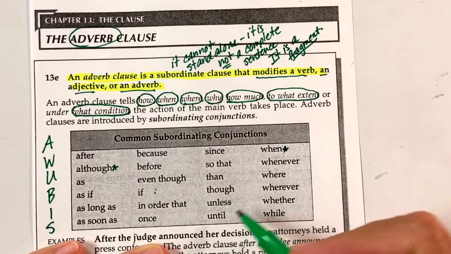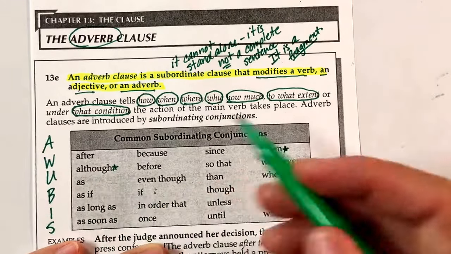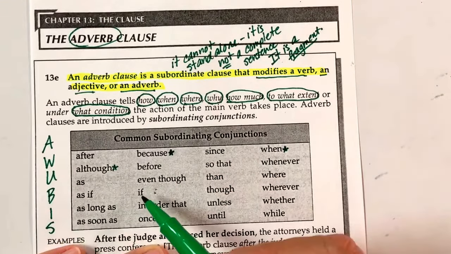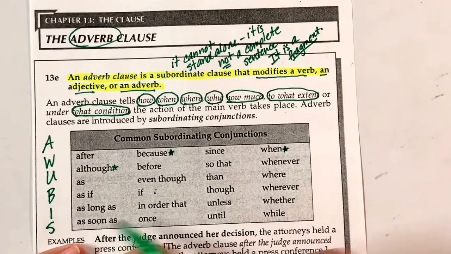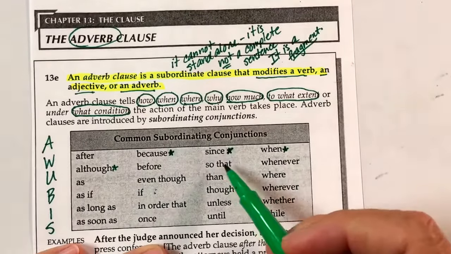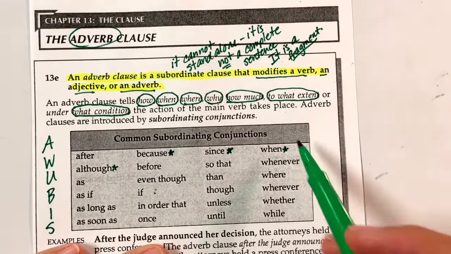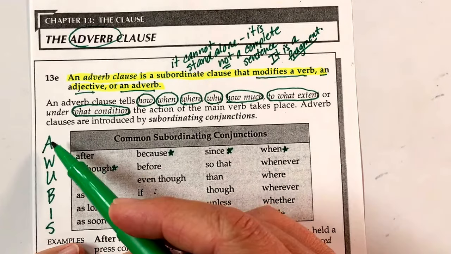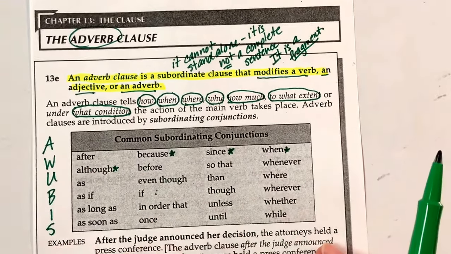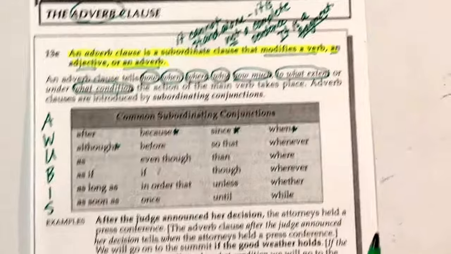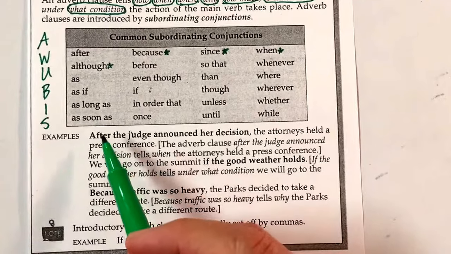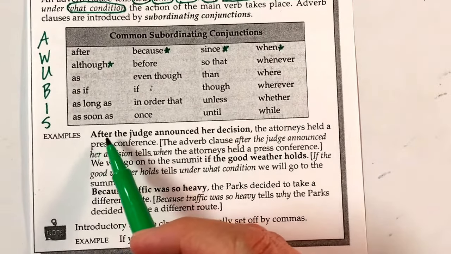U for until, unless. B is another one of my favorites, because and before. I for if and in order that. And then there's a few others, but S is for another one of my favorites, since, and so that. Okay, so you can sort of get all the subordinating conjunctions when you say awubis, and you'll remember quite a few of them, especially my favorites. Okay, so let's look at some sentences that have awubis in them, okay, as their starting conjunction.